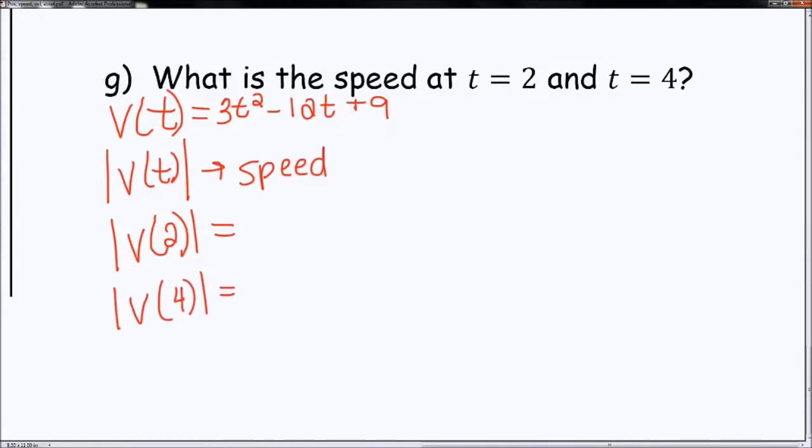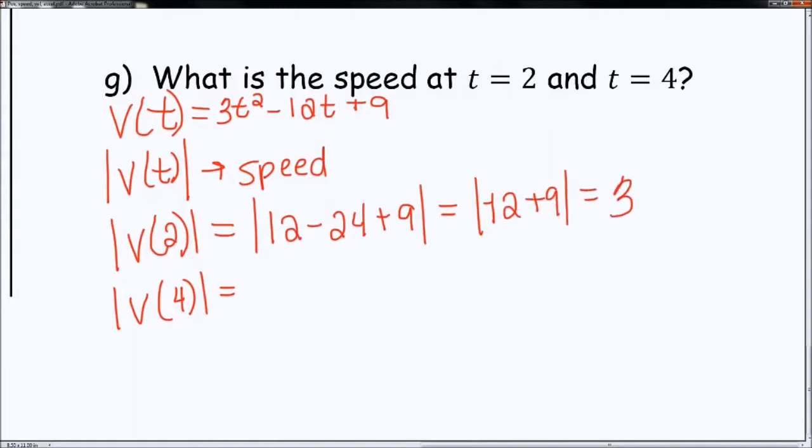Well, v of 2 is the absolute value of 3 times 2 squared, which is 4, so 12 minus 24 plus 9. So we're talking about negative 12 plus 9, negative 3, so we're talking about positive 3 feet per second.